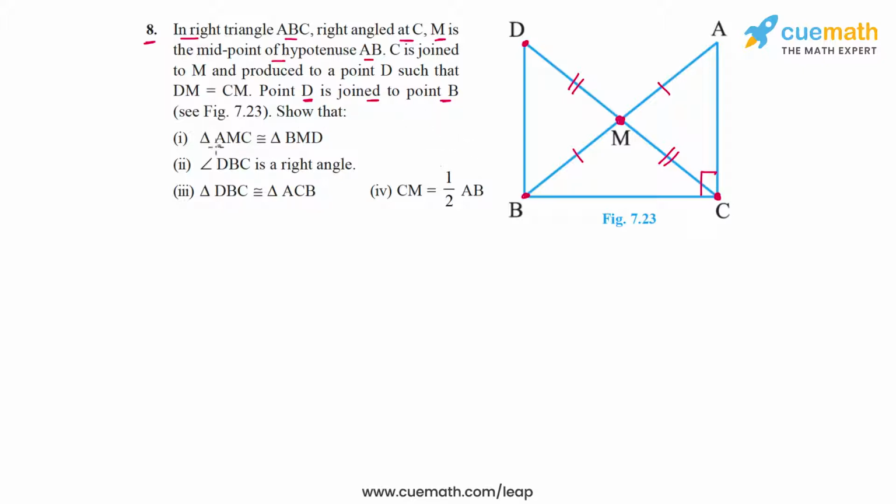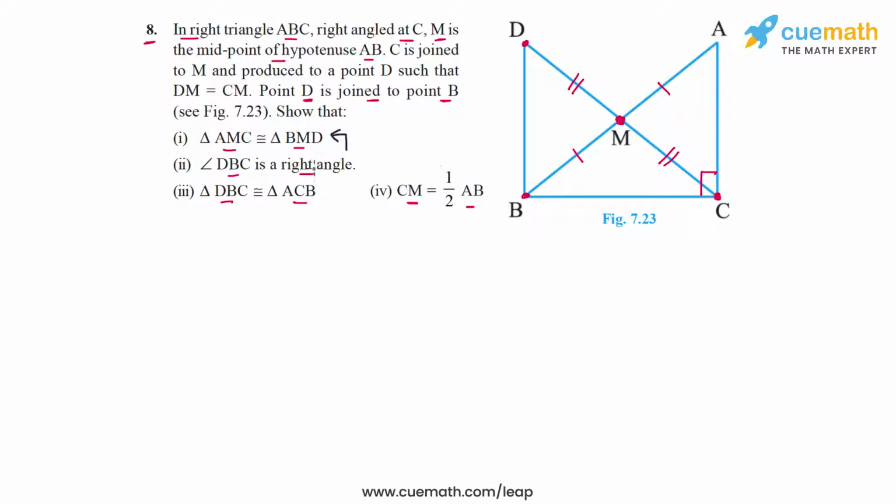Now we have to show that triangle AMC is congruent to triangle BMD. Then we have to show that angle DBC is a right angle. Then we have to show that triangle DBC is congruent to triangle ACB. And finally, we have to show that CM is equal to half of AB. So a bunch of things to be proved. So let's start with part 1.